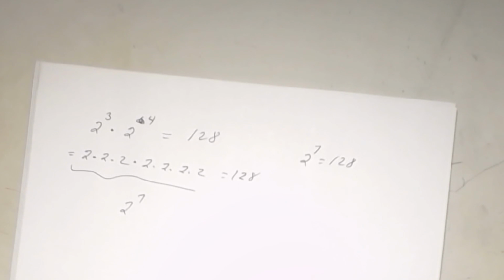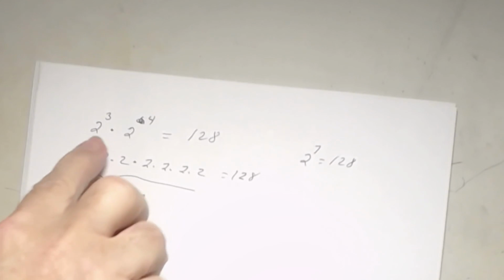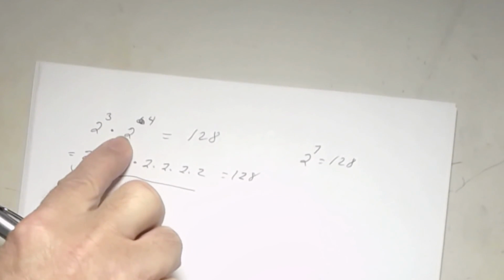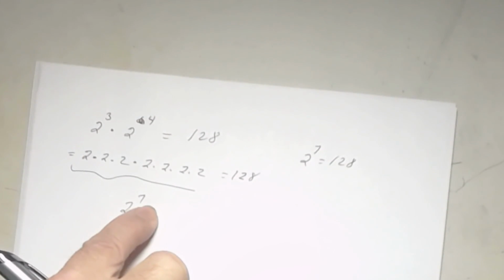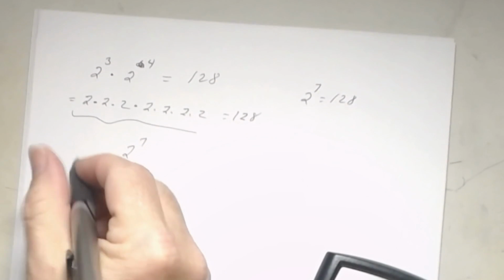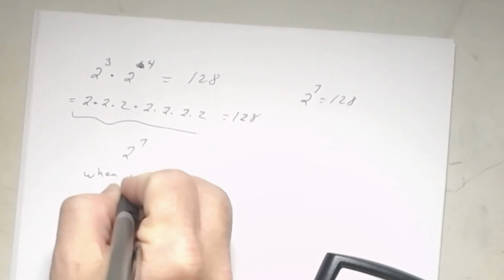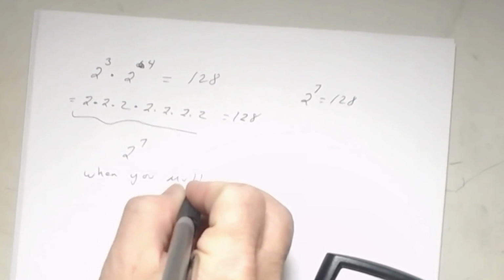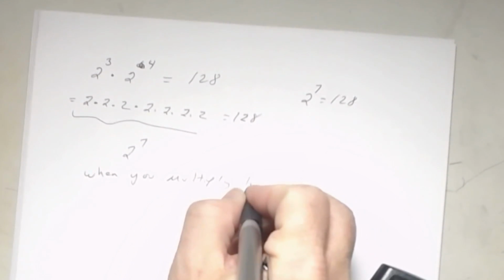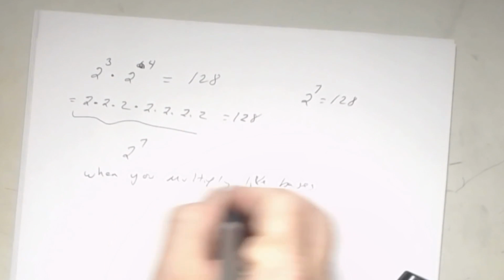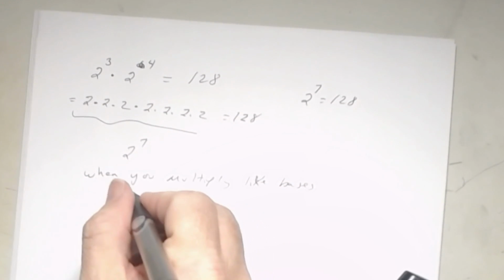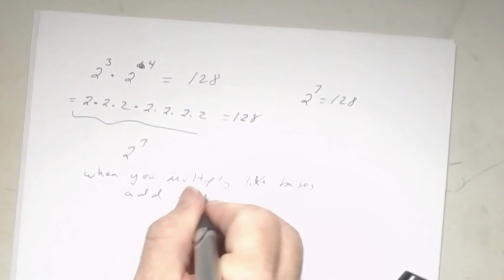All right? Now here's what I need you to remember. We're coming to a rule. When you multiply like bases, these are basically the same, correct? When you multiply like bases, what did I do to 3 and 4 to get the 7? You add them. Okay, so when you multiply like bases, add exponents.